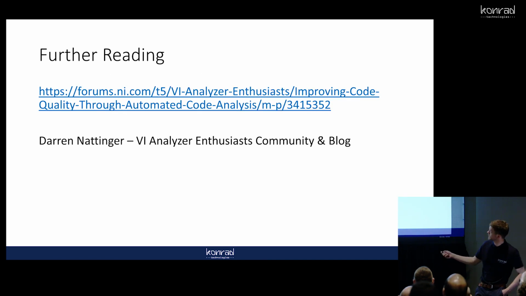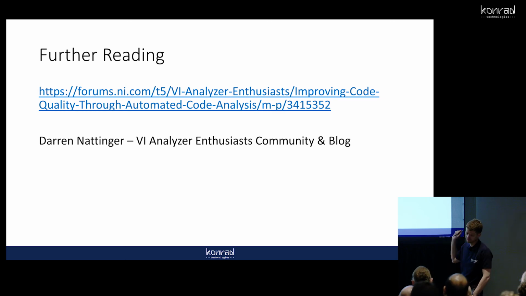So finally, further reading. If you're interested in what you've seen and you want to get started, hopefully that's the 60 or 70% of people that aren't using it right now. Have a look at improving code quality through automated code analysis. This slide will be available after NI Week. If you want to take a card or talk to me afterwards, I can make it available to you more quickly. Have a look at the VI Analyzer Enthusiasts community page and the blog that's run by Darren Nattinger. There's some really good community tests on there to save yourself a lot of time.